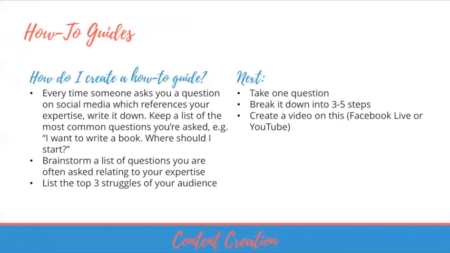Next, take one question, break it down into 3 to 5 steps, and create a video on this. So this could be a Facebook Live or a YouTube video, but we are focusing on Facebook Live. And the reason Facebook Live is so important is because Facebook prioritizes video content over text-based content, particularly live videos, because you're using their functionality and their platform. They do prioritize that over other content, especially if it's high performing. In other words, if there's lots of comments and likes and shares, then it will be boosted.